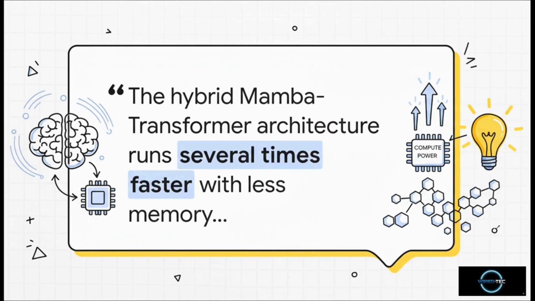Because it's so efficient and uses less memory, the model can have more internal experts. You can think of these as specialized parts of the AI that are really good at specific things. This makes the whole model smarter without slowing it down. You're basically getting more intelligence for the same amount of computing power.